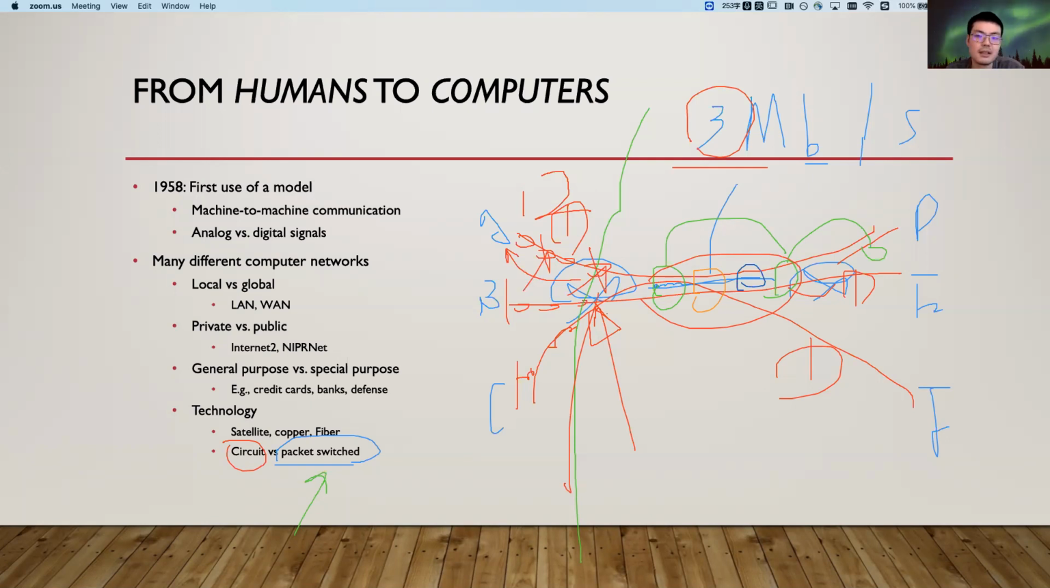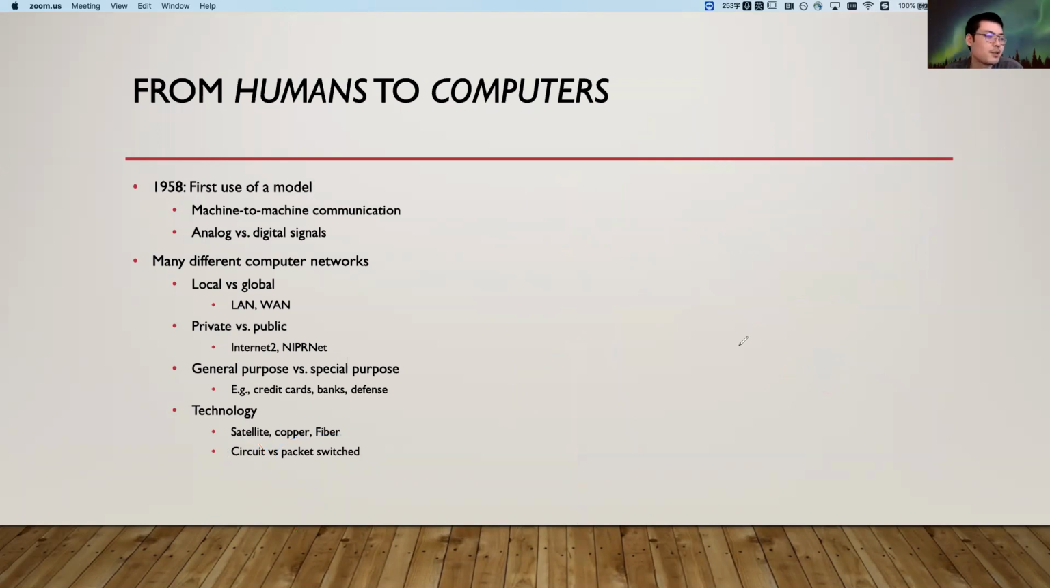Okay, so this is just a very brief idea of circuit and packet switching. Again, here we are just giving you a very high level idea. We will repeat all those things again later in this class.